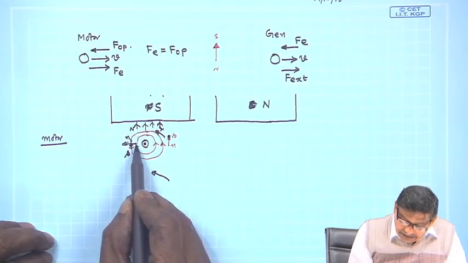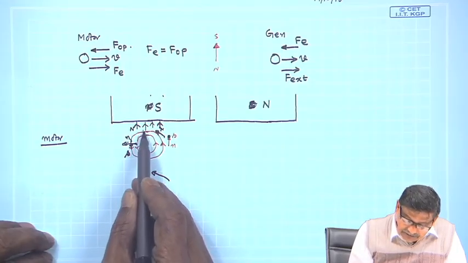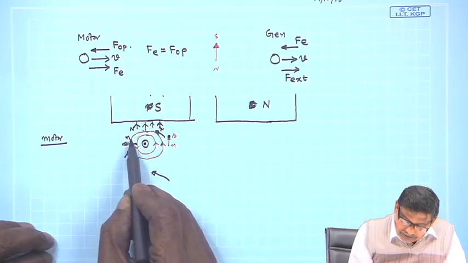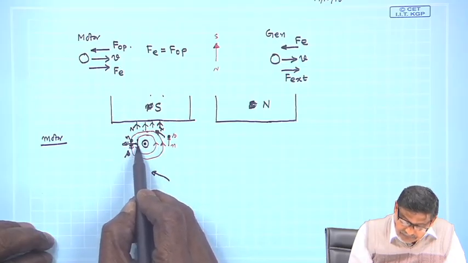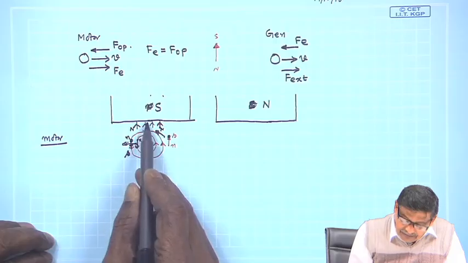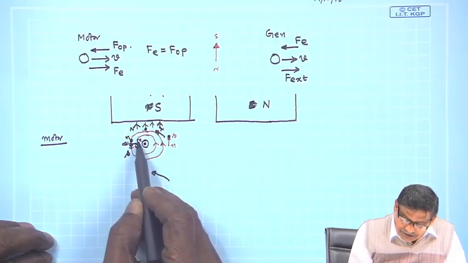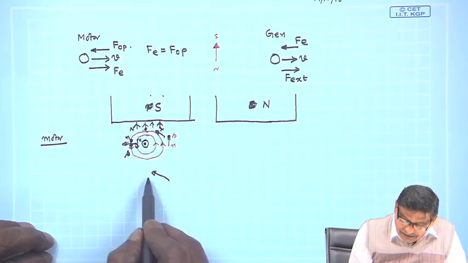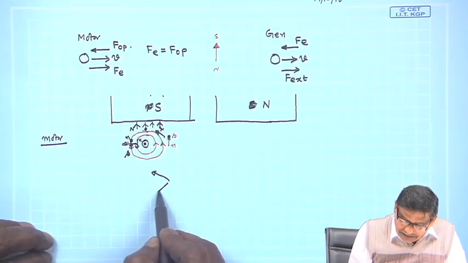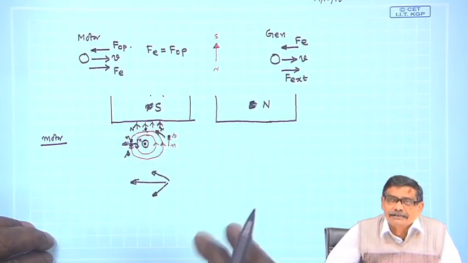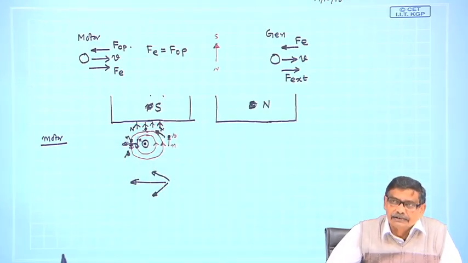Similarly, if you consider this side, this is north and this is also small n, and these lines of force, north and north, will repel. So, you will get a force like this, and eventually it will move in this direction, as the vertical components cancel. That way also you can think.